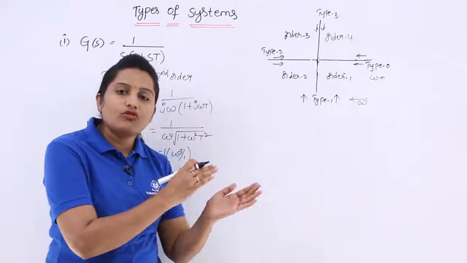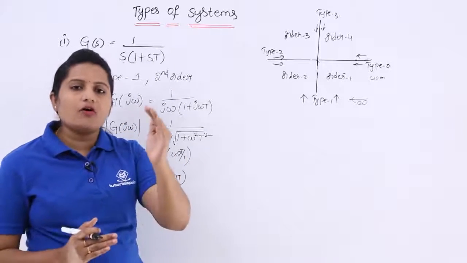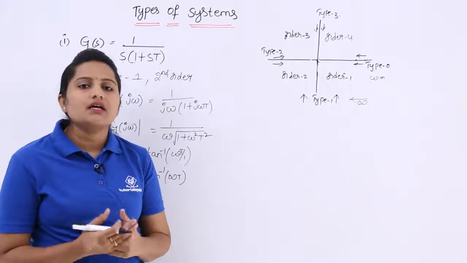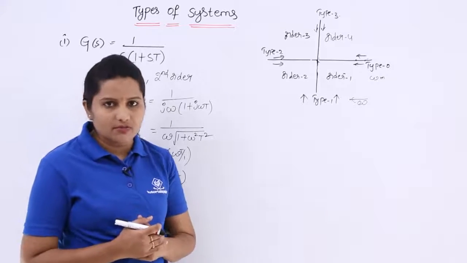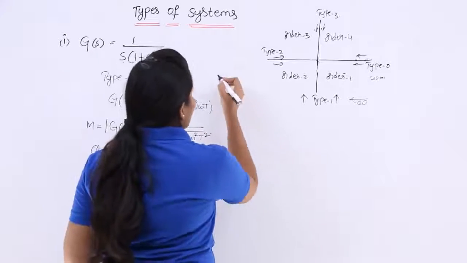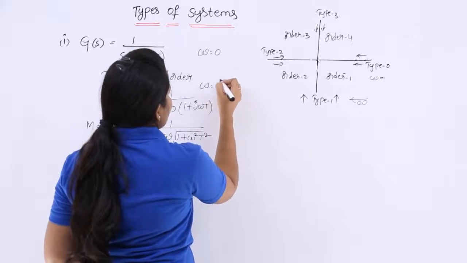By changing omega from 0 to infinity, the plot of magnitude versus phase angle is nothing but the polar plot or Nyquist plot. So now I have the magnitude and phase, and that is why I am going to vary omega from 0 to infinity.